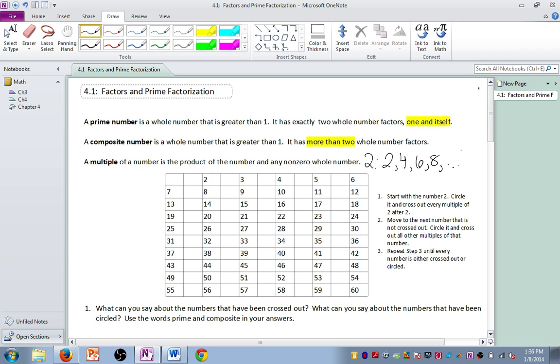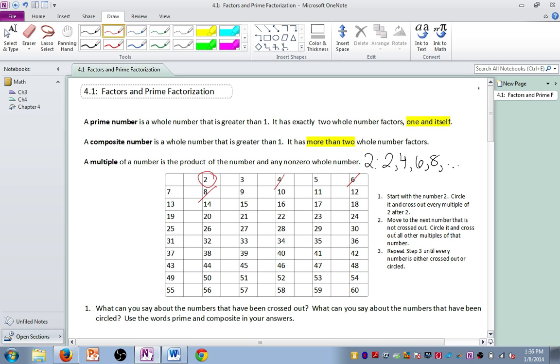In this chart, what I would like for you to do following the directions is to start with the number 2 and circle it. You're then going to cross out every multiple of 2 after that point. So using the list that we just created, the next multiple of 2 is 4, then 6, then 8. And we're going to keep on going. I would like for you to continue to cross out the multiples of 2.